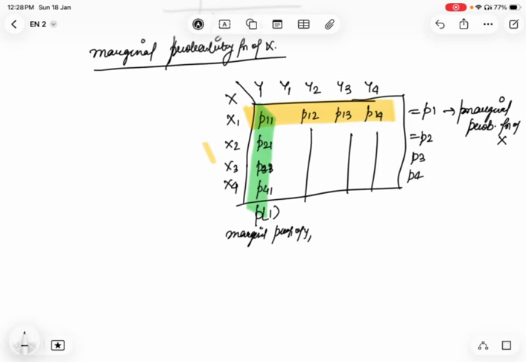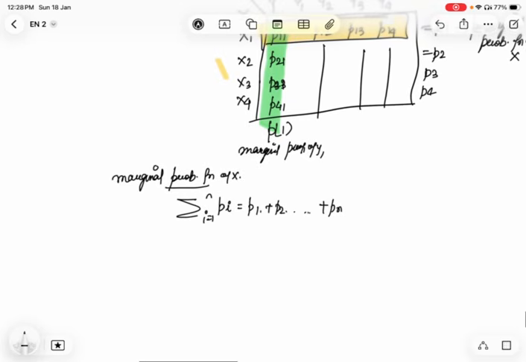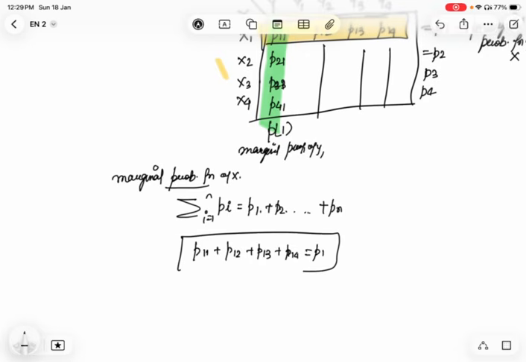How will you define it? We will define it like this: the marginal probability function of x is the sum over i equal to 1 to n of pi, which is p1. plus p2. plus up to pn. Okay, so this is the marginal. The sum p11 plus p12 plus p13 plus p14 equals p1, that is the marginal of x. Same for the marginal of y.